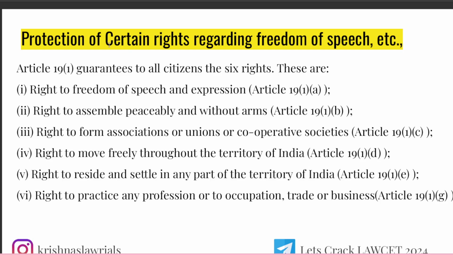Article 19 protects certain rights that are guaranteed under our Constitution. Article 19, clause 1 gives us 6 rights. It is Article 19(1)(a), which is freedom of speech and expression. Article 19(1)(b) talks about the right to assemble peacefully without arms. Article 19(1)(c) deals with the right to form associations, unions, or cooperatives.